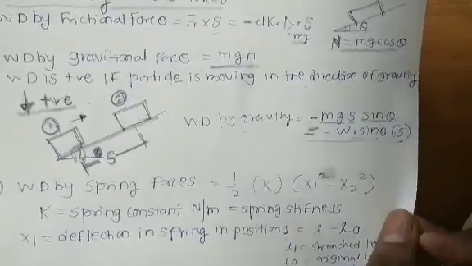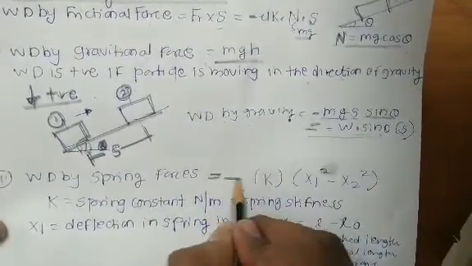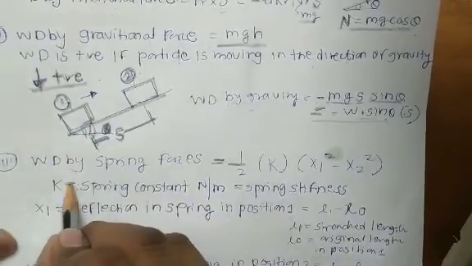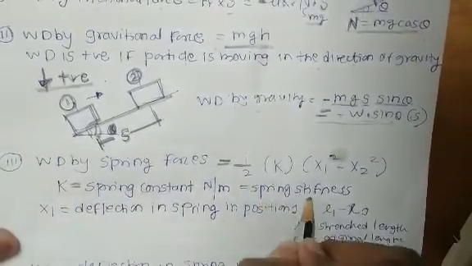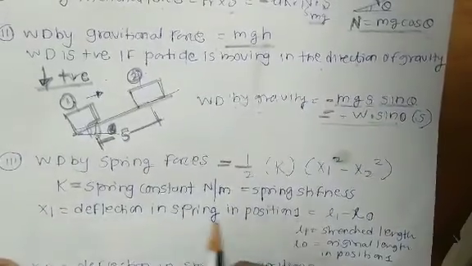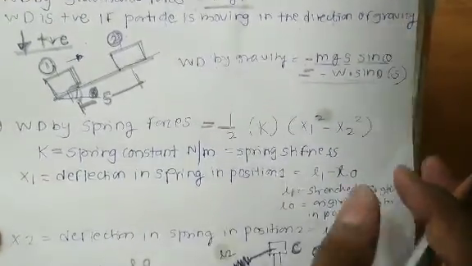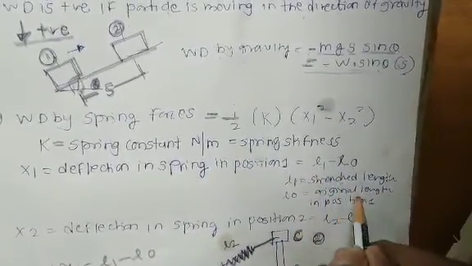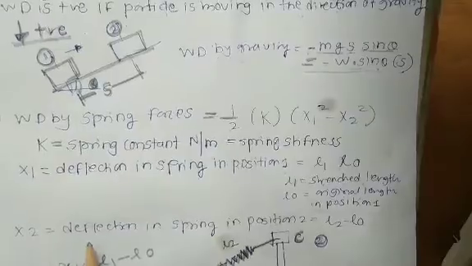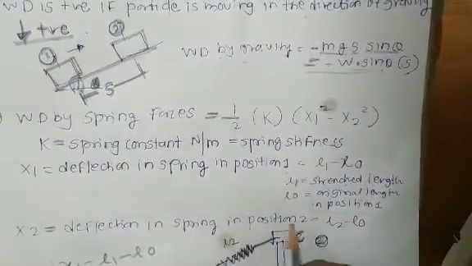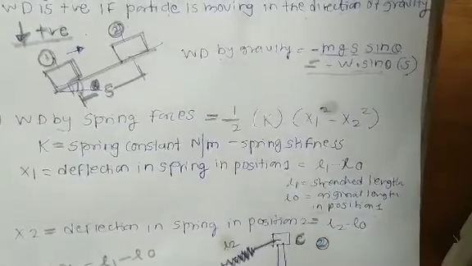Now work done by spring force, and that is equal to 1/2 k into (x1 square minus x2 square). k is the spring constant or spring stiffness in Newton per meter. x1 is the deflection of the spring in position 1, and that is equal to L1 minus L0. L1 is the stretched length, L0 is the original length. x2 is the deflection of the spring in position 2, and that is equal to L2 minus L0.